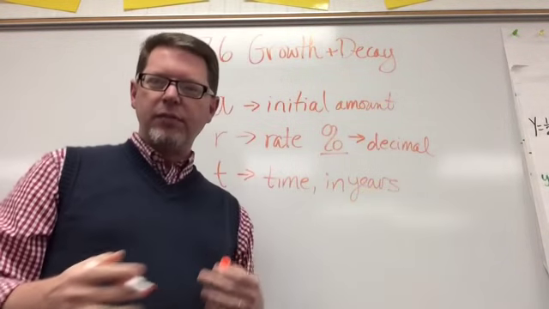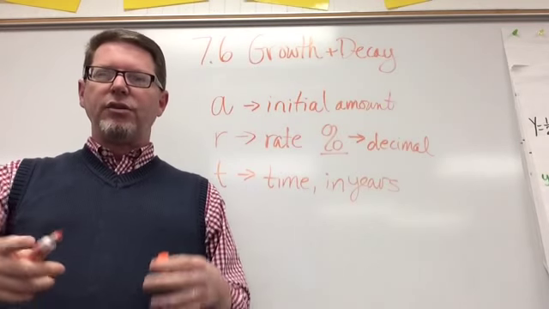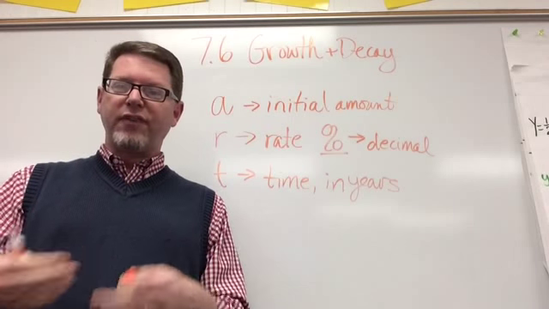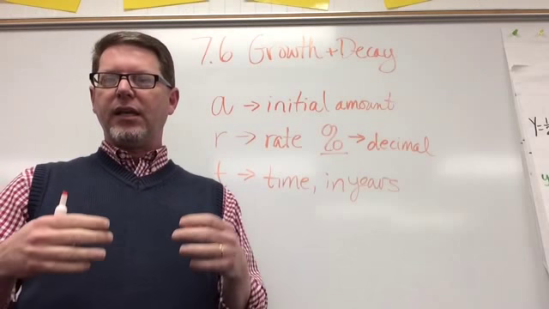So if you're given anything besides a number of years, like perhaps the number of months or the number of weeks, then you have to convert that to how many years it is. For instance, 6 months would be 0.5 years, so T would be 0.5. But the T has to be given in years.